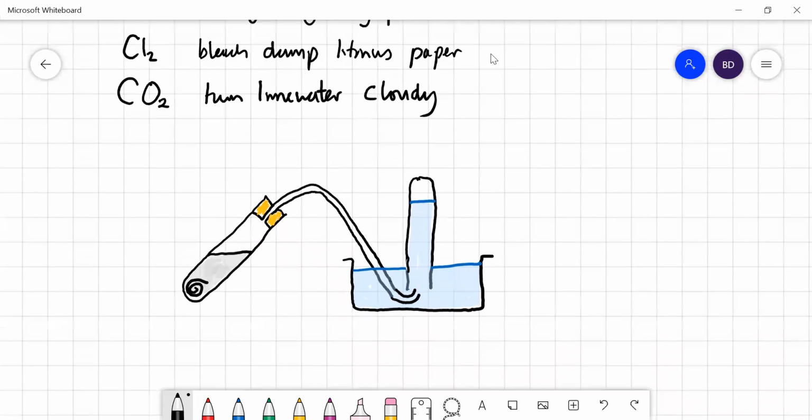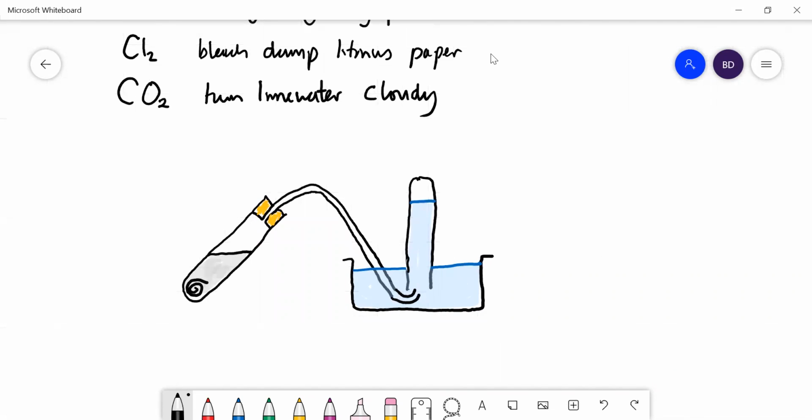So what we've got in here would be a reactive metal such as magnesium, or it could be zinc. Magnesium would be quicker. And if you put that into an acid, let's say dilute hydrochloric acid, you'll get hydrogen bubbles, and you'll collect the hydrogen there, collecting it over water. The water level will be pushed down as we get more and more hydrogen.